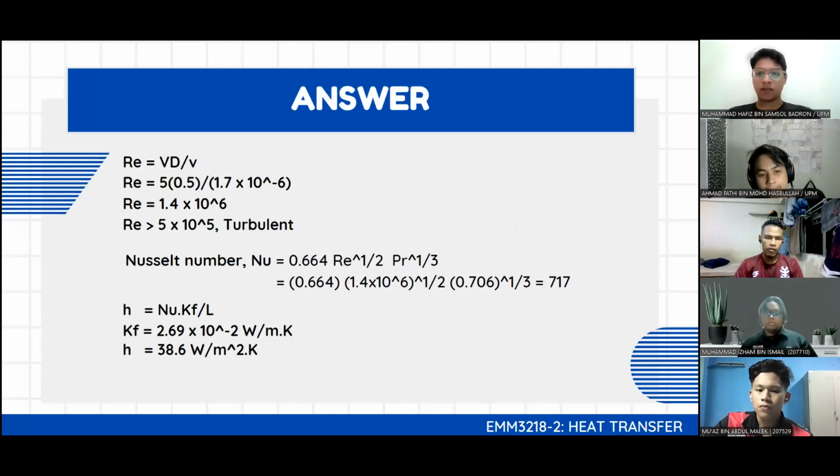We obtained 717, and then we found the thermal conductivity value, Kf, equal to 2.69 times 10 to the power of negative 2 W/m·K. We put all the values we obtained into the convection coefficient equation, and we obtain the convection coefficient, which is 38.6 W/m²·K.